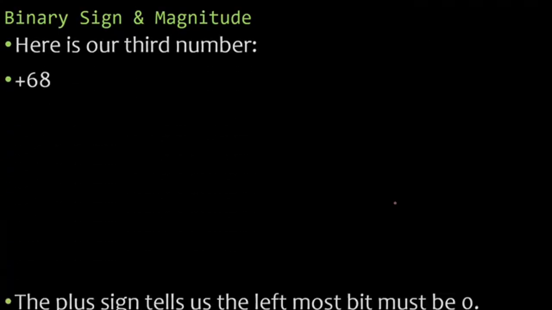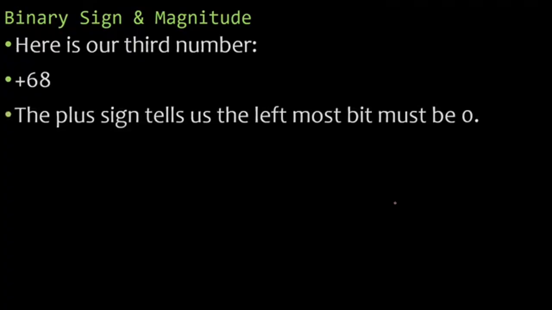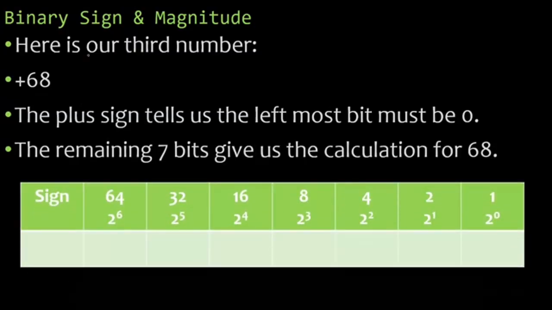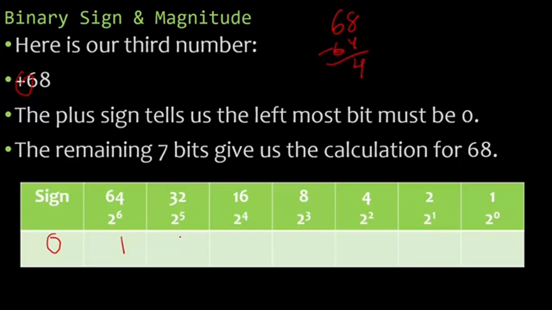How about positive 68? So the plus sign tells us the leftmost bit must be a 0. The remaining 7 bits give us a calculation for 68. So I have a positive sign. This becomes a 0 because I'm dealing with a positive number. And then I need to get to 68. Will 64 help me get to 68? It sure will. And then all I'm left looking for is the number 4. Is this a 4? Nope. Here's my 4. And then my binary sign and magnitude number is 01000100. That will give me positive 68.